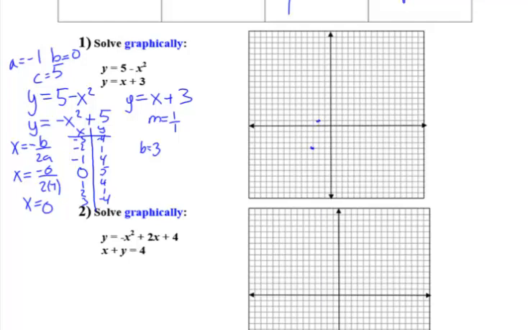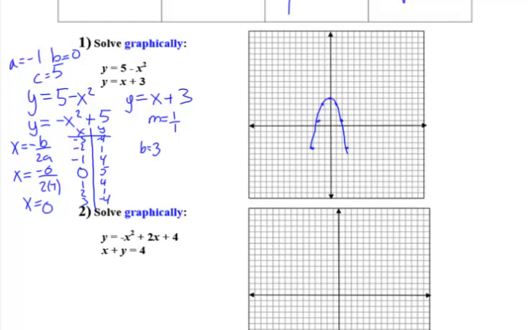We're going to go left 1, up 4. 1, 2, 3, 4. Okay, at 0, we're at 5. And we're just going to get that symmetry there. Okay, freehand that.